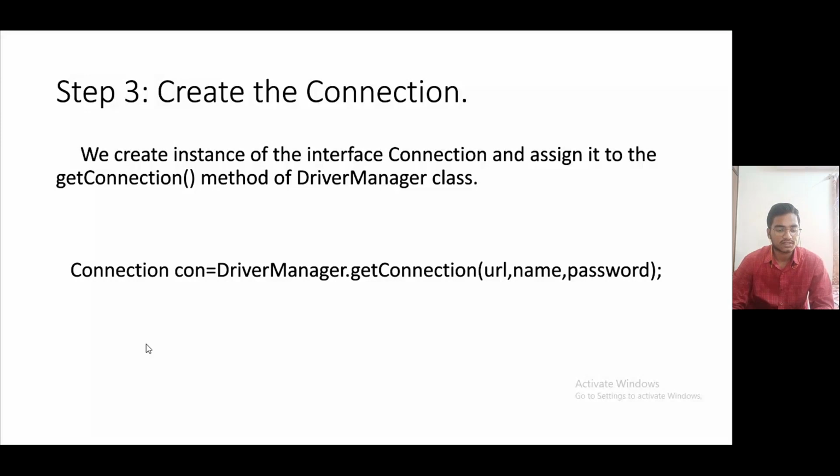So the syntax is as follows: Connection con = DriverManager.getConnection(URL, name, password). Here, as I said, the getConnection method returns the object type of Connection. We assigned con as an object to Connection interface, and assign it to DriverManager.getConnection(URL, name, password). You will be having a MySQL account, and it will be having a password. So you need to pass the third argument as your password and URL as your database URL. So this is the third step.